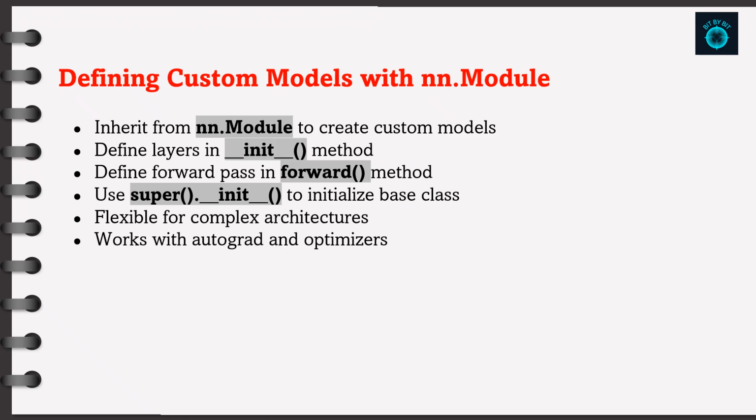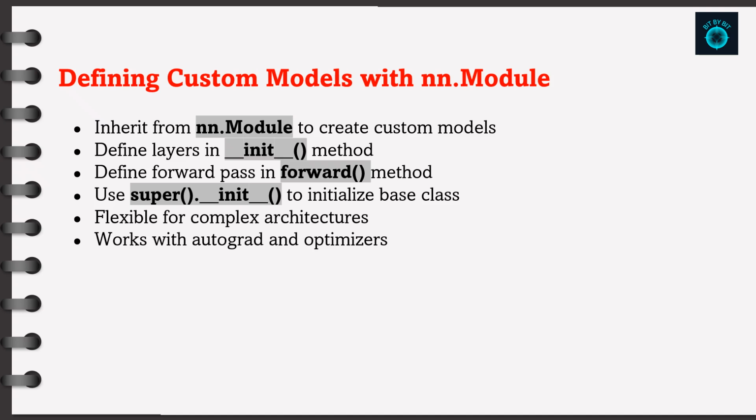In this slide, we'll learn how to define a custom model in PyTorch by subclassing nn.Module. Instead of stacking layers with nn.Sequential, we define our own class that inherits from nn.Module. This gives us more flexibility for complex architectures or custom logic. Inside the init method, we define all the layers and components we need.